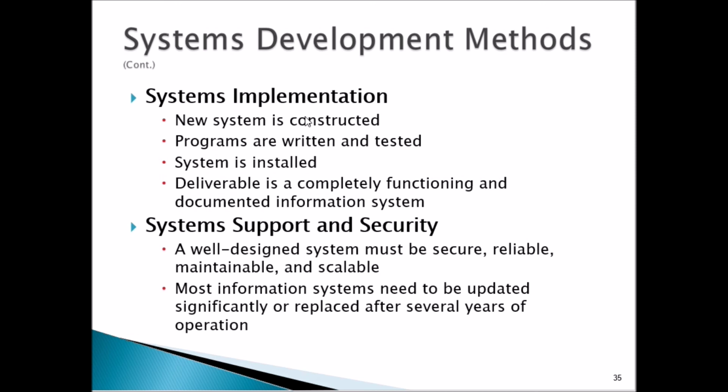The systems implementation is the actual creation of the new system. Programs are written and tested. Sometimes they're rewritten and tested. A system is installed. Deliverable is completely functioned and fully documented. This is ground zero. Once this phase is completed, this is where the product is delivered to the customer or the end user.